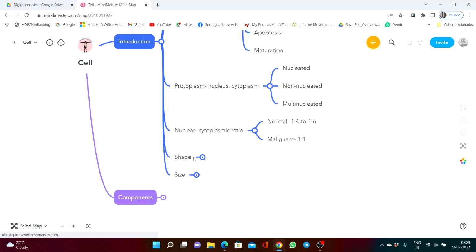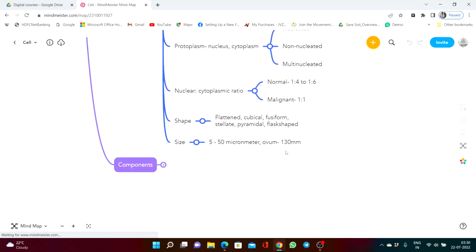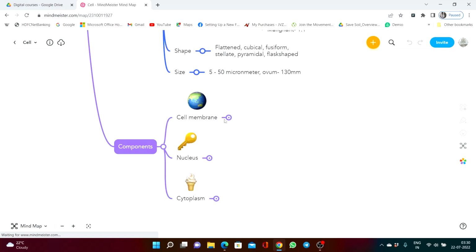The shape of the cells varies again depending on their functions. It can be flattened, cubical, fusiform, stellate, pyramidal and flask shaped. The size of the cell varies from 5 to 50 micrometer, the largest being the ovum in the females, which is around 130 micrometer. So now coming to the main components of a cell. The components of the cell are cell membrane, nucleus and cytoplasm.